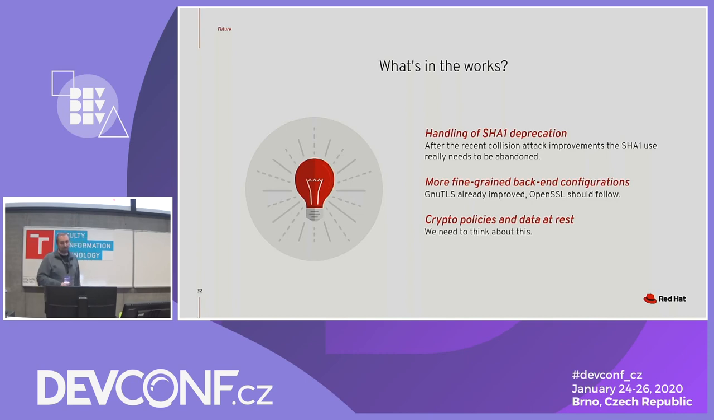Future plans. The biggest item is SHA-1. We need to work on how to deprecate SHA-1 and crypto policies is the way to do it. And we will need more fine-grained backend configurations for that, even for OpenSSL. GnuTLS is already improved compared to the state that was in RHEL 8 or old Fedora, and OpenSSL should follow. There is a big item, crypto policies and data at rest, because currently it applies only to data in transit, and we need to think about this.